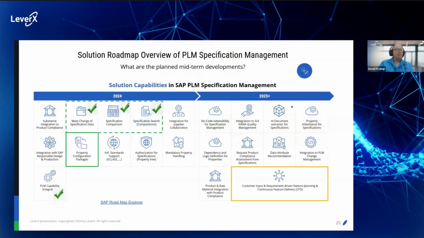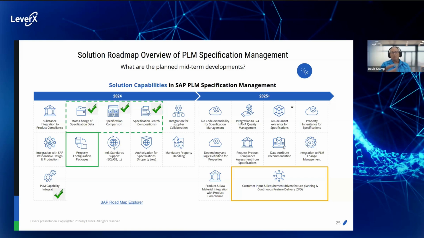Okay, roadmap. So this is pretty cool. This is the roadmap of 2024. You can see the green check marks. This is what's been delivered to date. And you can see things that are still being worked. Some of the things without the green check mark: substance integration of product compliance, integration with responsible design and production. So that's the recyclability and sustainability parts SAP's delivering. Property configuration packages. That's just an ongoing thing. Additional support, different little pieces going there. I could put a check there as well.